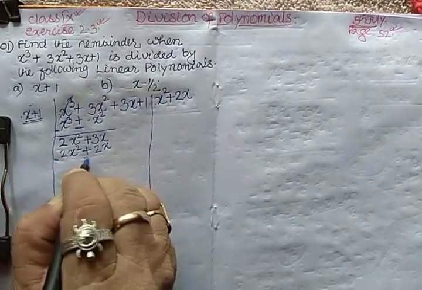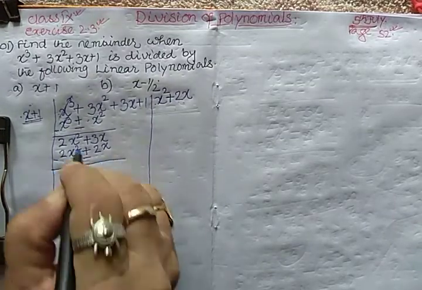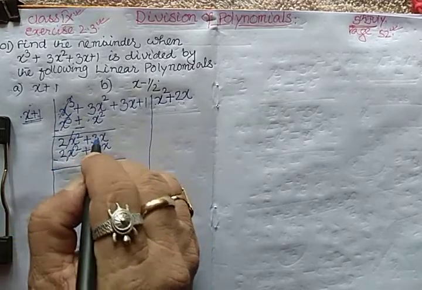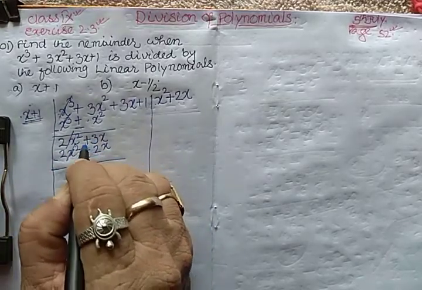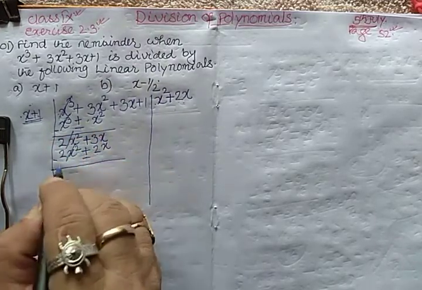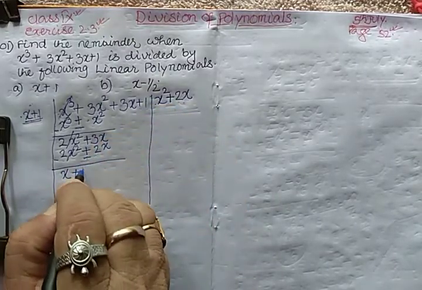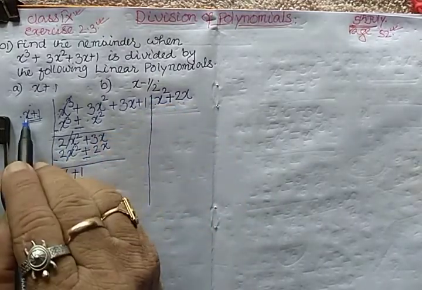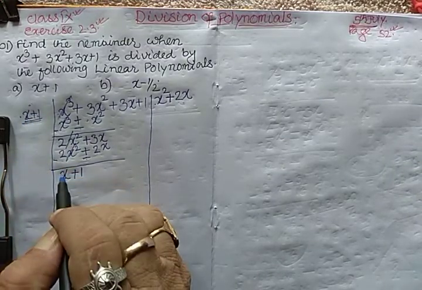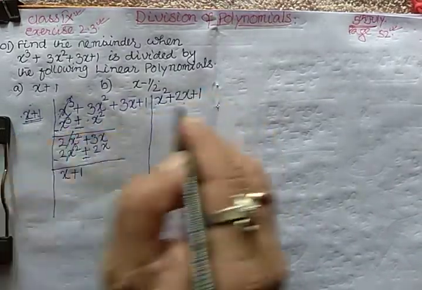Now what you need to do? You have to subtract. So before subtracting you have to change the sign. 2x square and 2x square cancel. Plus 3 minus 2, so you get 1 x. Here you have to bring down this 1. Now here x is here and here also x. So you need to multiply by 1. So let us multiply both the terms by 1.